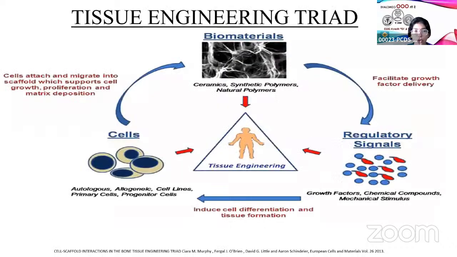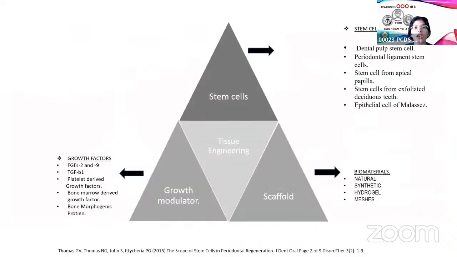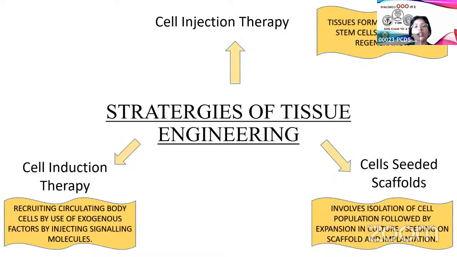For this, we need certain raw materials, which constitute the tissue engineering triad. It consists of the stem cells, like dental pulp stem cells, periodontal ligament stem cells, which migrate into scaffold-like materials, like natural polymer, hydrogel, etc., that support cell growth and proliferation. Along with this, regulatory signals like platelet-derived growth factors, transforming growth factor beta are introduced to induce cell differentiation and tissue formation. Now we'll move on to the various strategies of tissue engineering.